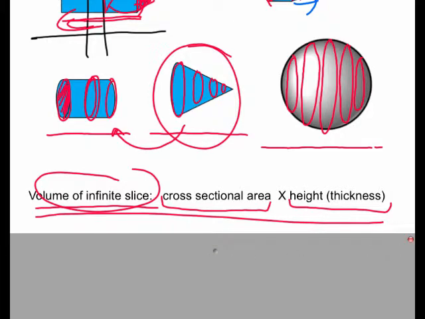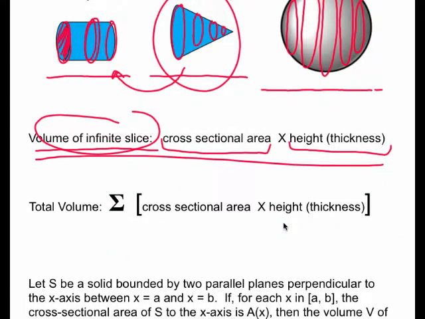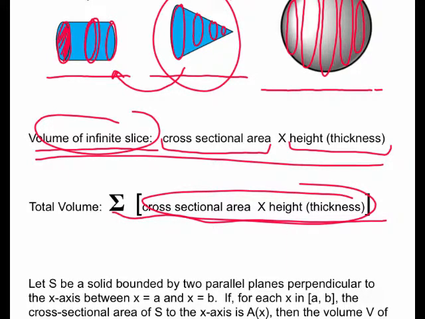And then if I want to find the volume of all cross sections, I can take the sum of that, and we know that the sum of this can be expressed as a definite integral. So you'll have your definite integral from the starting point to the ending point of your cross-sectional area multiplied by your thickness.